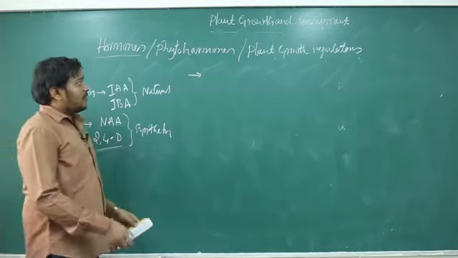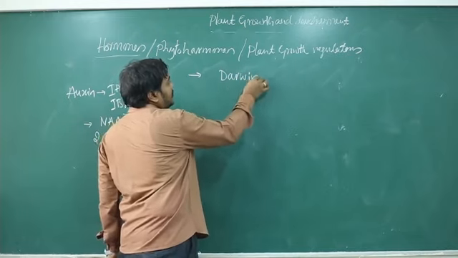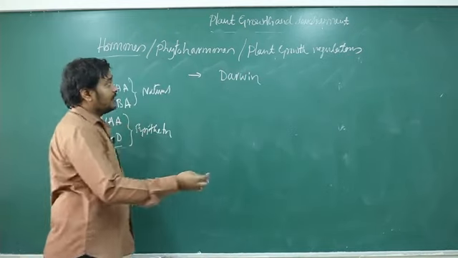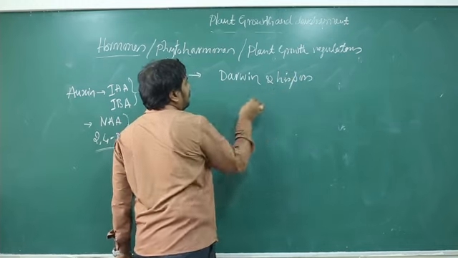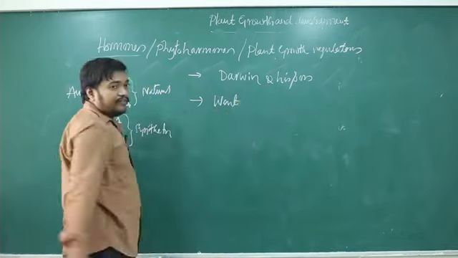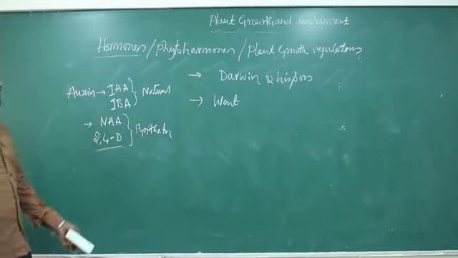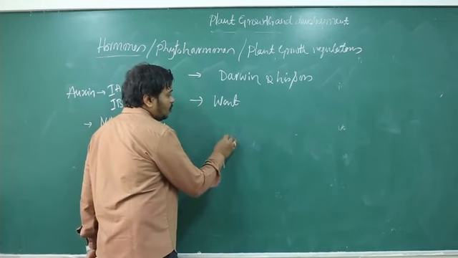So these auxins were discovered by Darwin. Okay, Charles Darwin and his son. These were isolated by Went. Okay, the scientist Went isolated them. So the identification of this auxin is by the coleoptile.